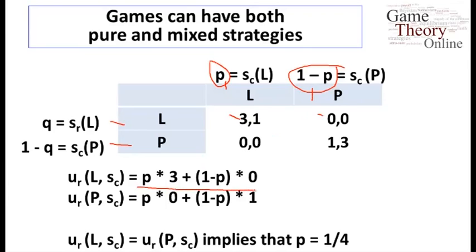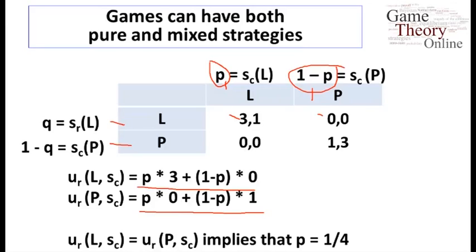This is one expression. Similarly, my payoff for playing the other strategy is this expression right here. And if I'm indifferent among them, they better be equal. And when you do the simple calculation, you get that P is equal to 1/4. So this is all from the row player's point of view.